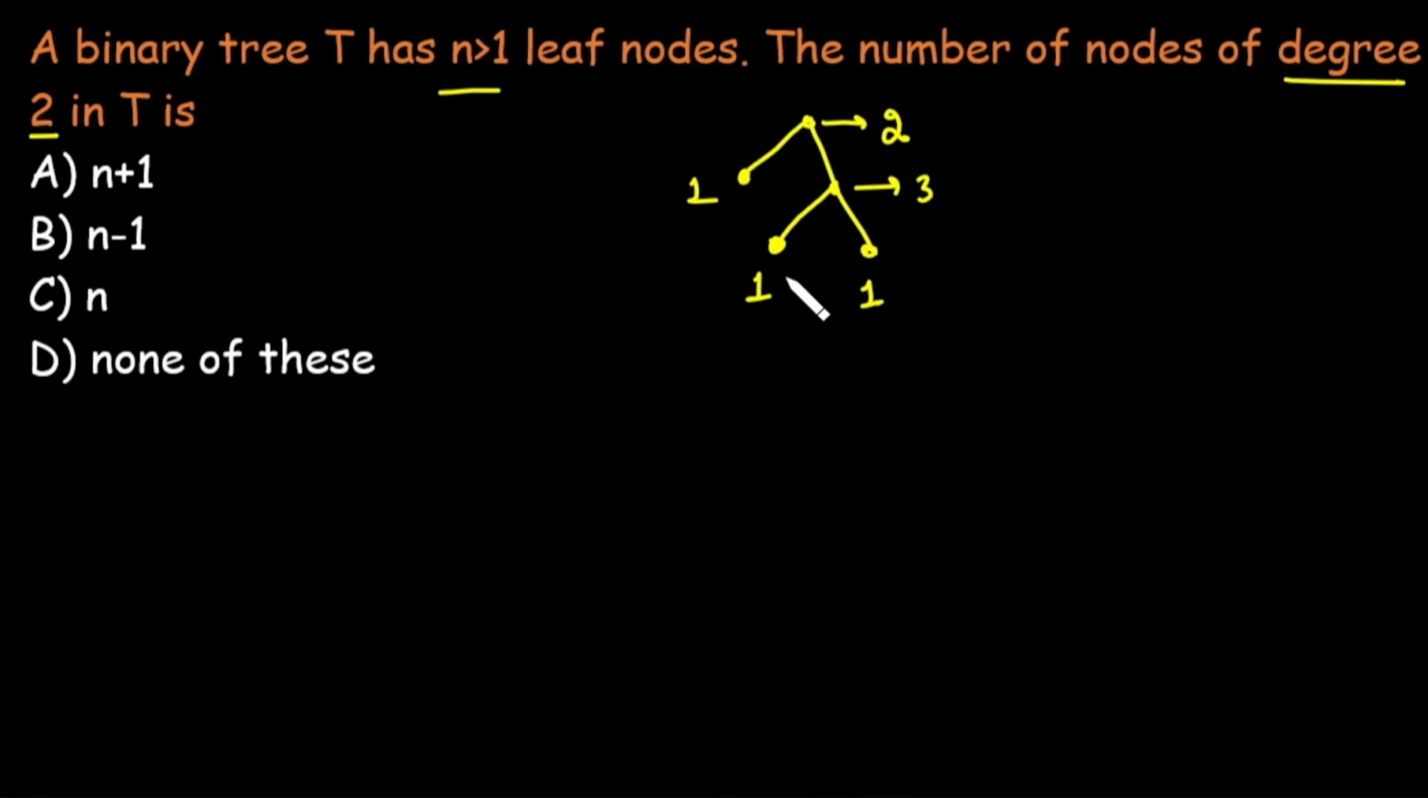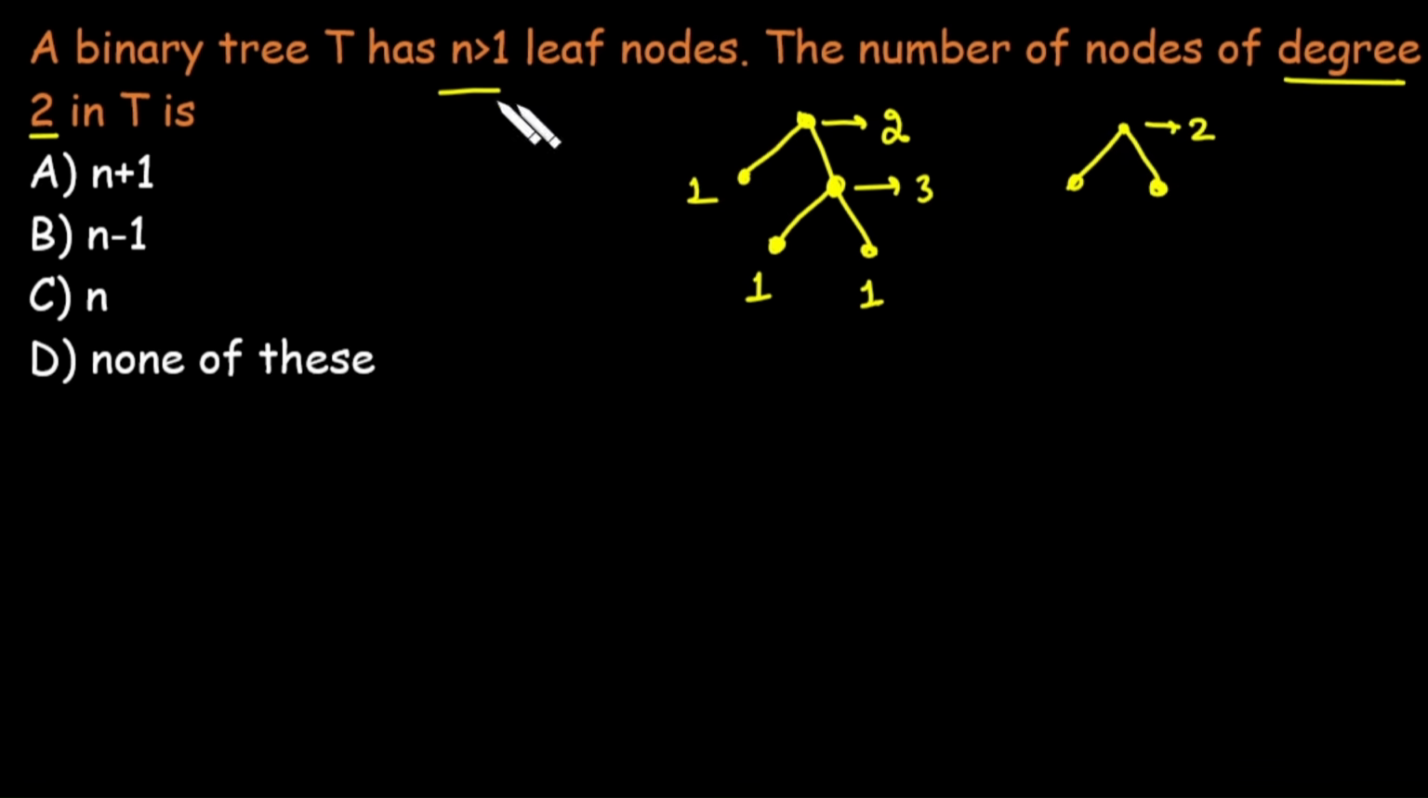Now, according to this, is this a binary tree? Yes, because every internal vertex has 2 children. Now, are the leaves greater than 1? Yes, because we have 3 leaves in this case. Let's take another case of a binary tree. The total number of leaves is greater than 1, that is 2. Now, how many vertices are there with degree 2? That is only root.